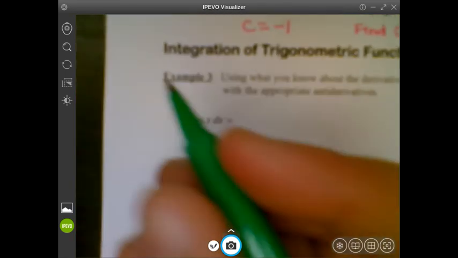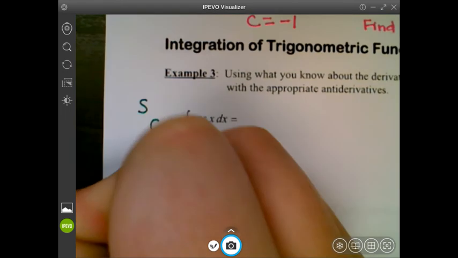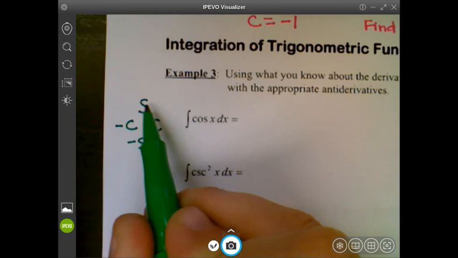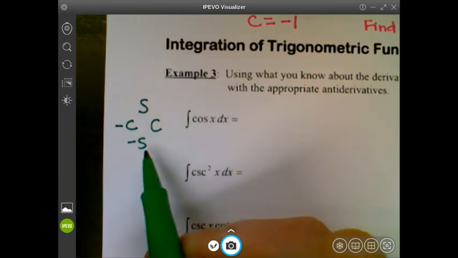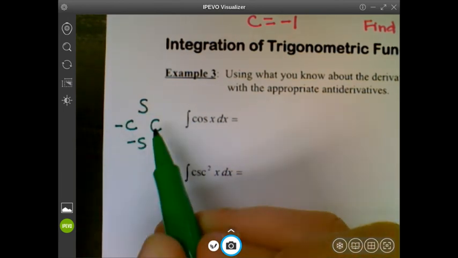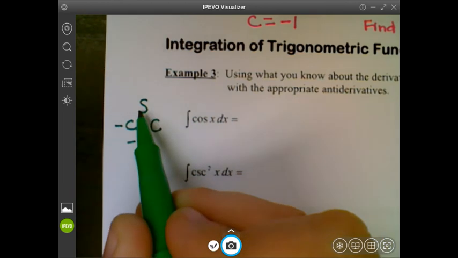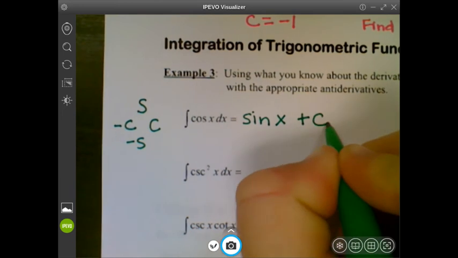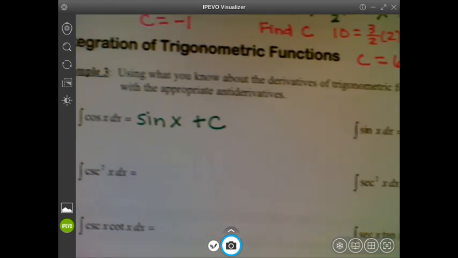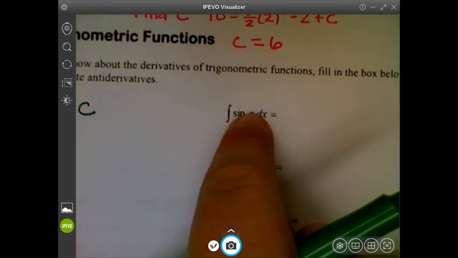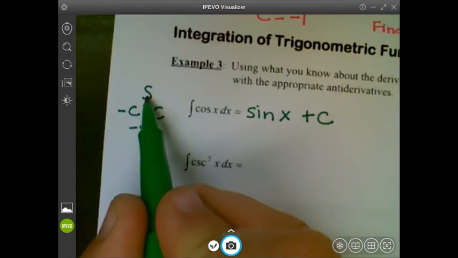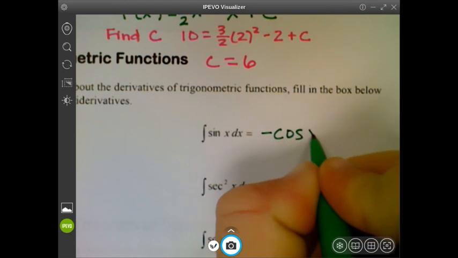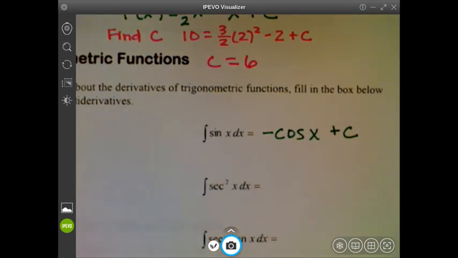So always remember, I had this little chart, right? Sine, cosine, negative cosine. As you move this way around, you're taking the derivative, while as you move this way around, you're taking the integral. So the integral of cosine is sine of x. Don't forget, there's a plus c still. Well, the integral of sine of x, if you go back, would be negative cosine x plus c.